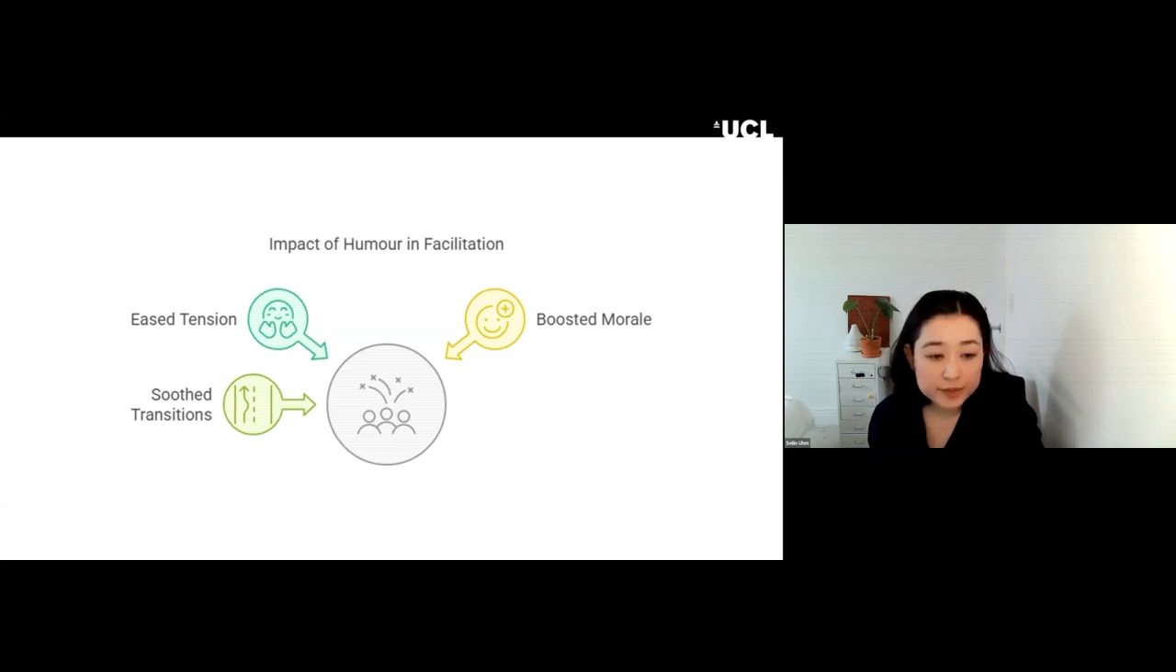And crucially, this isn't about making the group laugh for its own sake, but rather about using humor strategically to maintain momentum, lower barriers, and foster a more human, engaging process and facilitation.